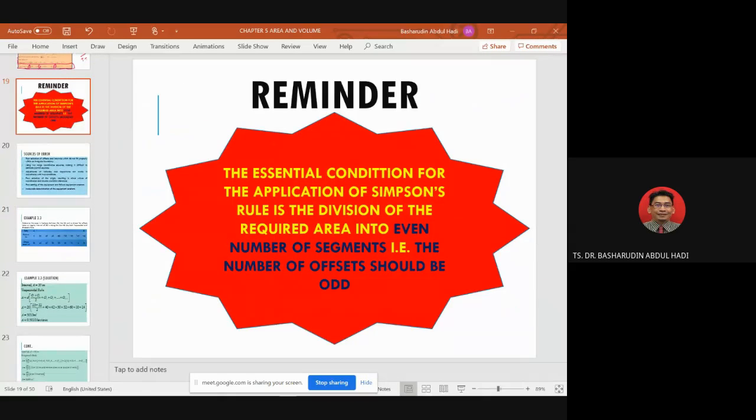This is the reminder, something that you must remember. This is a warning. The essential condition for the application of the Simpson rule formula is the division of the required area into an even number of segments. Example, the number of offsets should be odd.